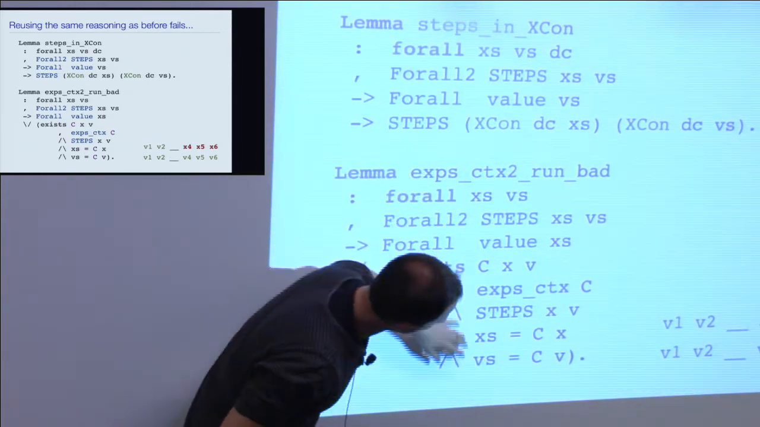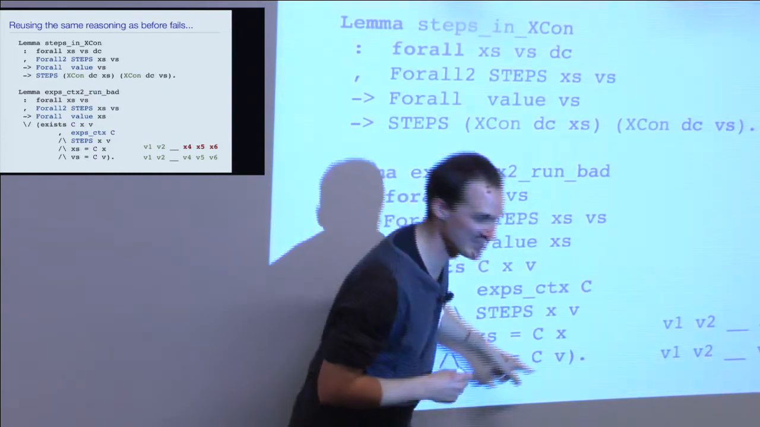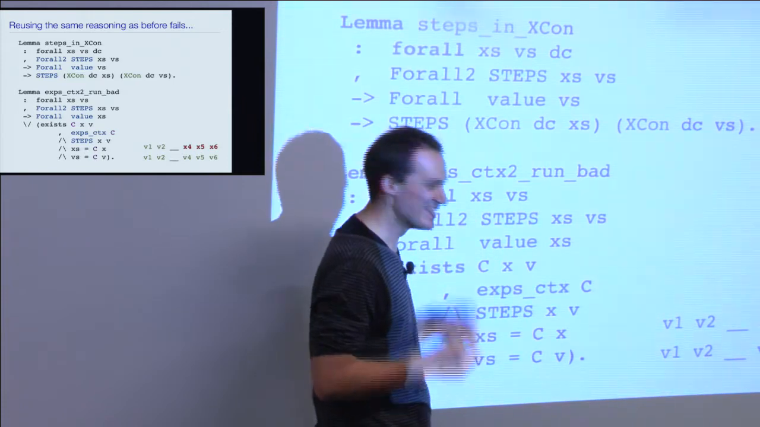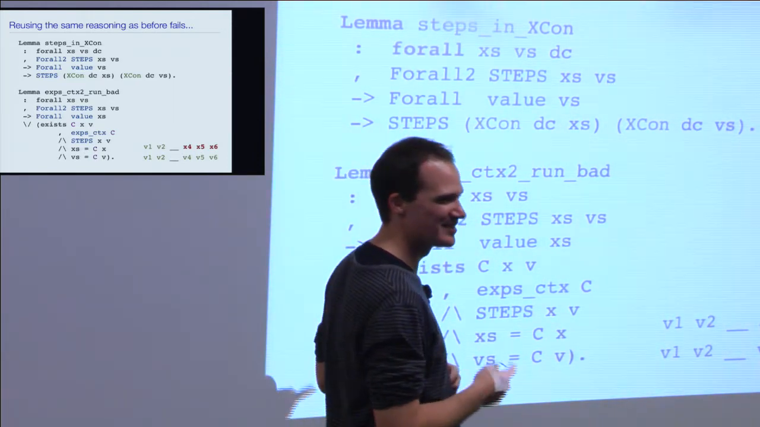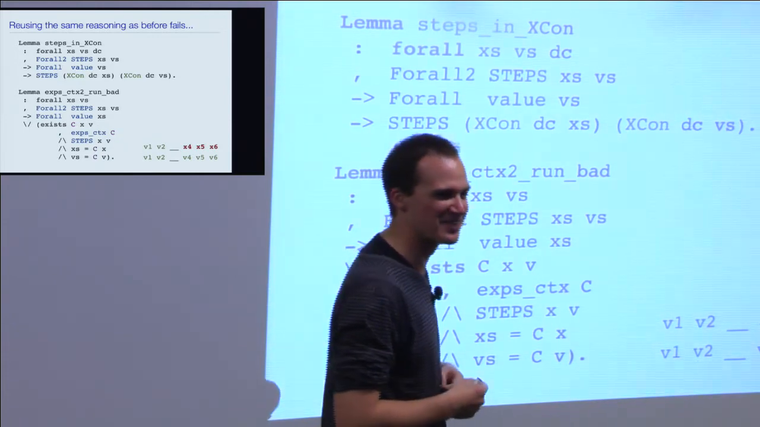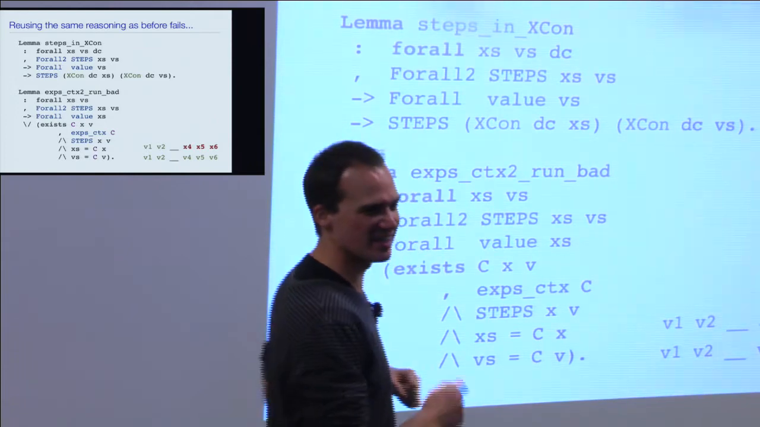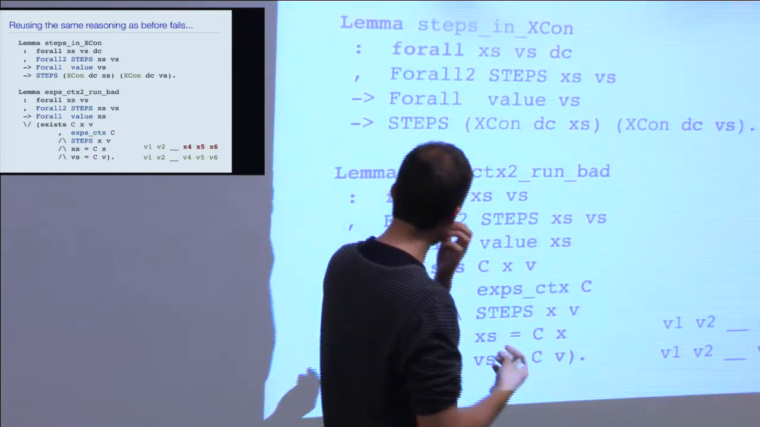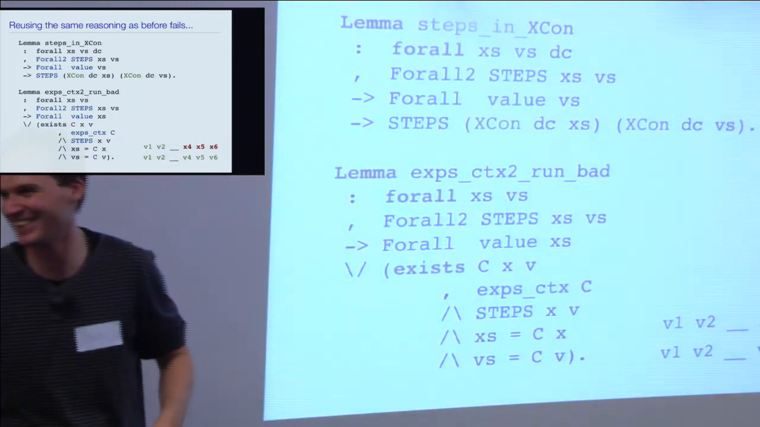I had done most of this proof, and I got to a point where I needed to show that Cx equals Cv. That was the last goal in my proof. Like some function applied to x is the same as some function applied to v. It doesn't work, right? Because you can't invert functions. You can't look inside a function and see what it is. And then getting to the next part took another 2 weeks, just fixing that one goal.